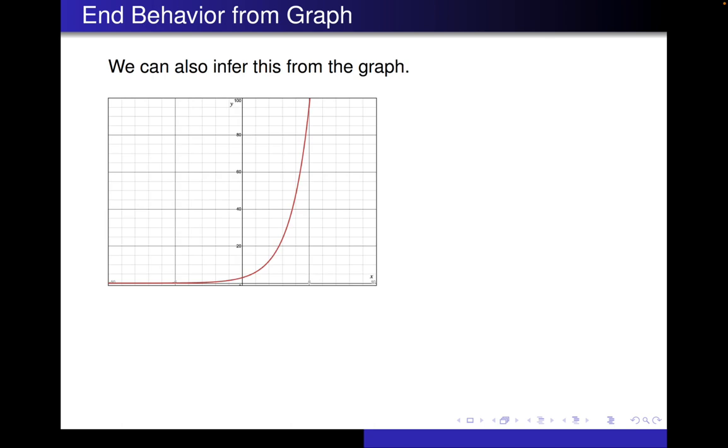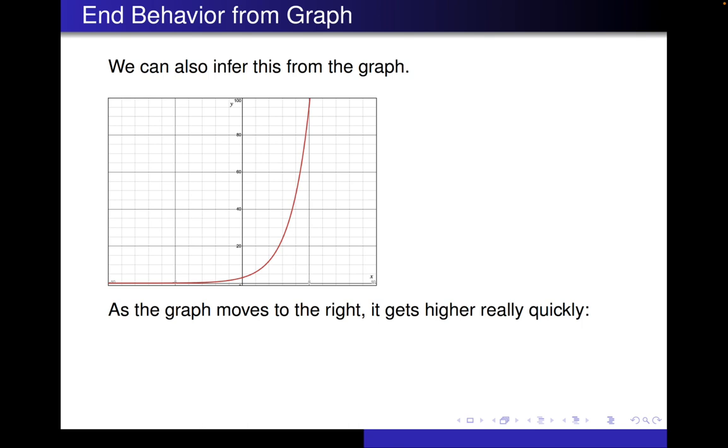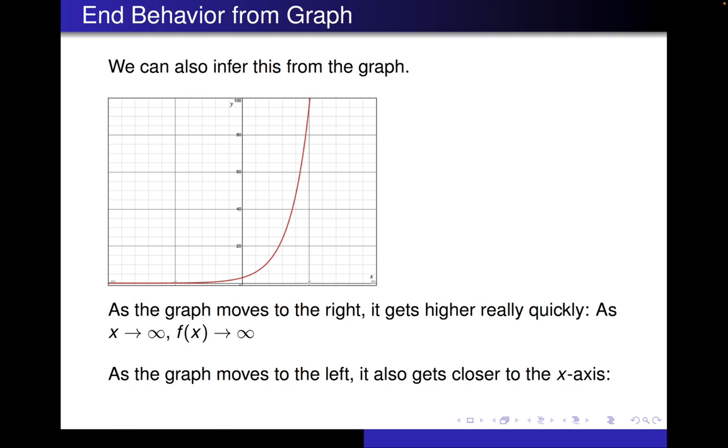And once again, we can see this phenomenon on the graph. So if you look at going to the right on the graph, as you move to the right, it's going to get higher. Not only higher, but it's going to get higher super quickly. It's just going to shoot to the sky, right? Which means that as x goes to infinity, f of x also goes to infinity. But as you move to the left, the graph is going to get a soft landing towards the x-axis. That means the y values are getting close to 0. So as x goes to negative infinity, f of x goes to 0.